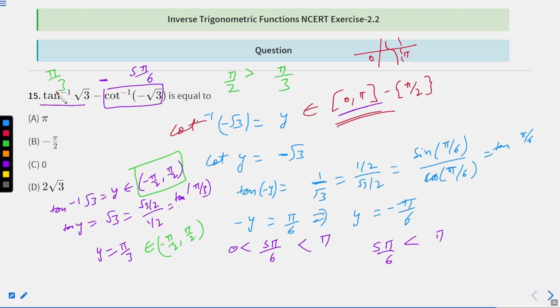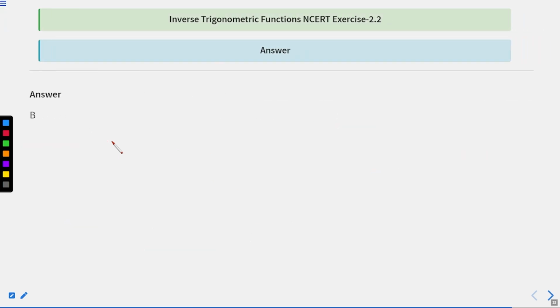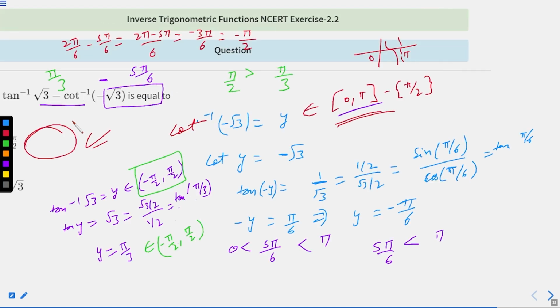Now solve it. This will be 2 pi by 6 minus 5 pi by 6, which is 2 pi minus 5 pi, meaning minus 3 pi by 6, and this is minus pi by 2. So option B is the correct answer.